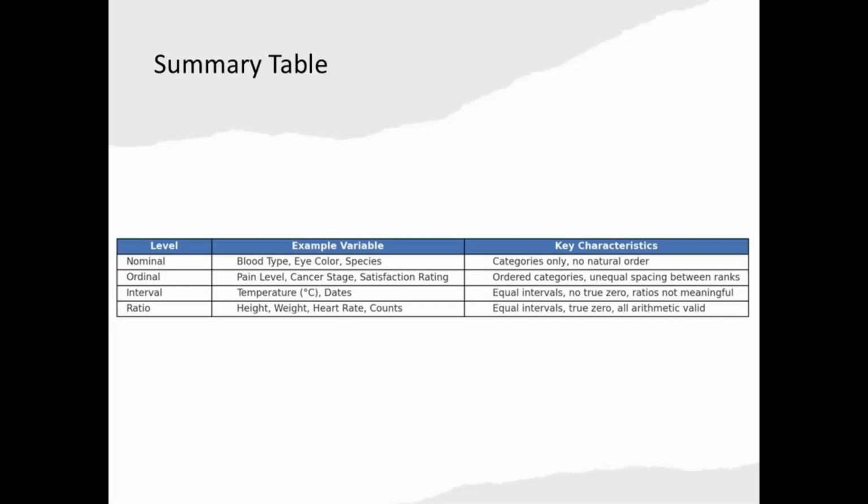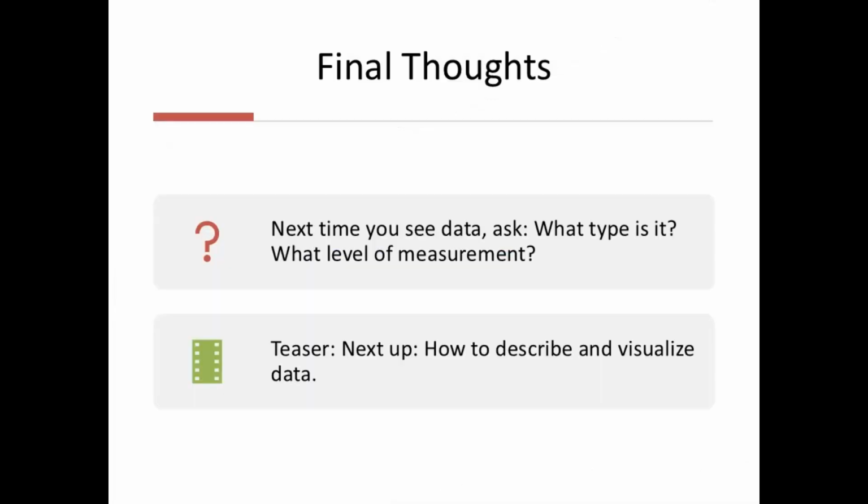Knowing your data's level of measurement is critical because it determines what graphs you can create, what statistics you can calculate, and what conclusions you can draw. So the next time you collect or see data, stop and ask yourself, what kind of data is this? What level of measurement am I working with? That's step 1 in being a good biostatistician or a good scientist in general.